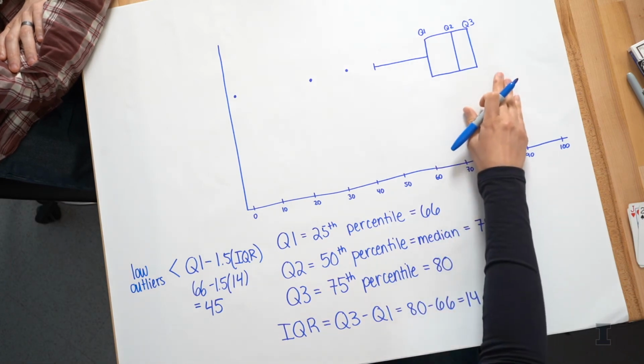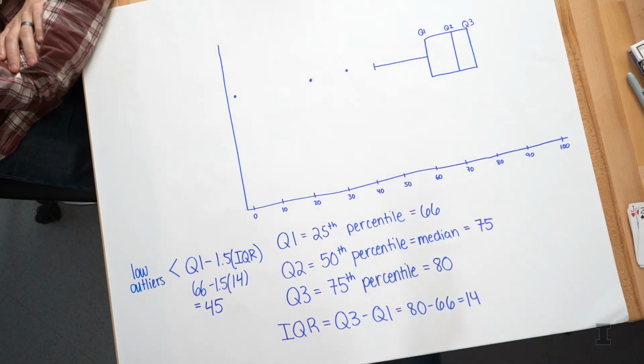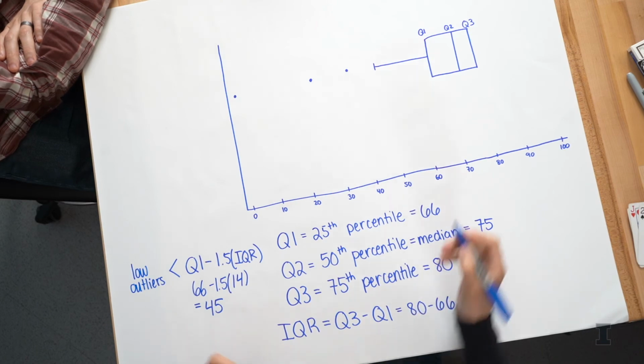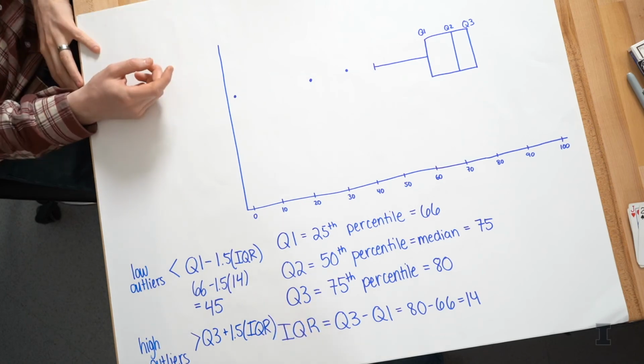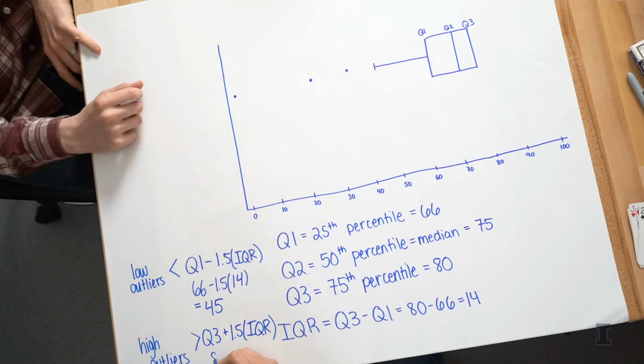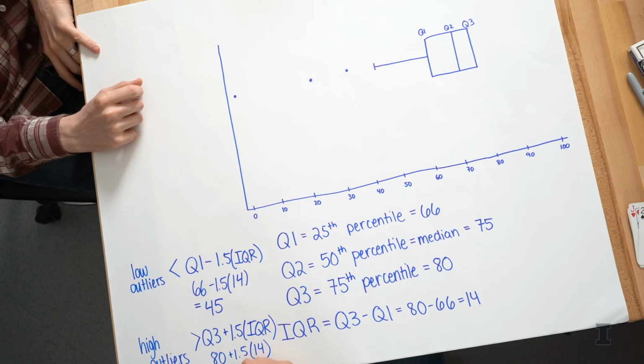We're going to do the same thing for the top whisker. We need to figure out, are there any high outliers that we need to draw first? If not, we can just draw the top whisker to the maximum value. High outliers are very similar to the formula for low outliers: any numbers greater than Q3 plus 1.5 times the IQR. Doing the math again, Q3 is 80, plus 1.5 times 14, so that's 80 plus 21, or 101, the end of our high outlier range.